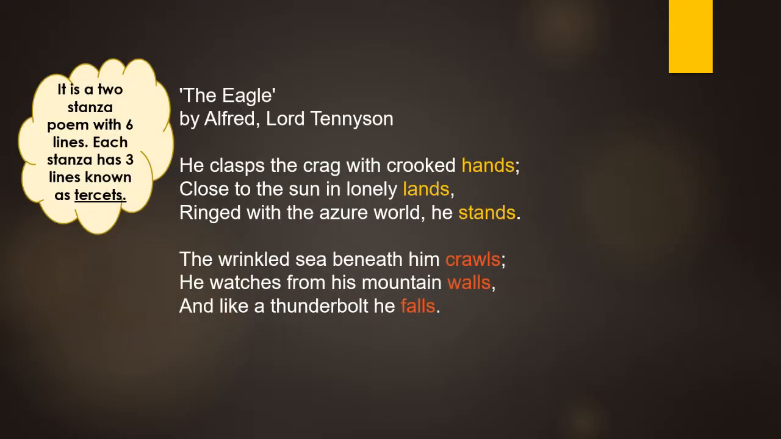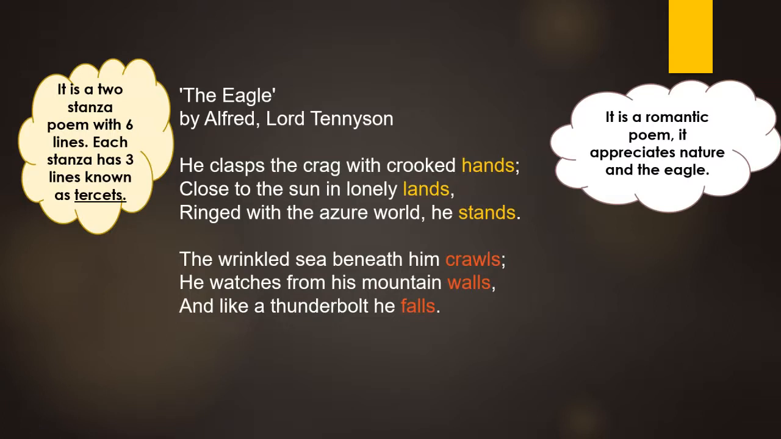This poem is a two-stanza poem with 6 lines. It is a very simple poem. Each stanza has 3 lines known as tercets. So you can see that each stanza has 3 lines and they are known as tercets. It is a romantic poem. Romantic poems are poems that appreciate nature, and so we realize that looking at the title, The Eagle, everything in this poem gravitates towards appreciation of nature and the bird eagle.